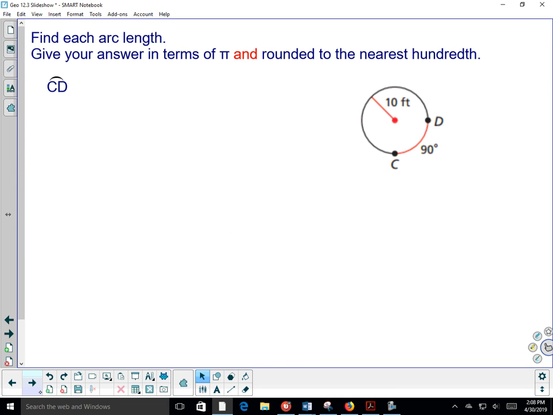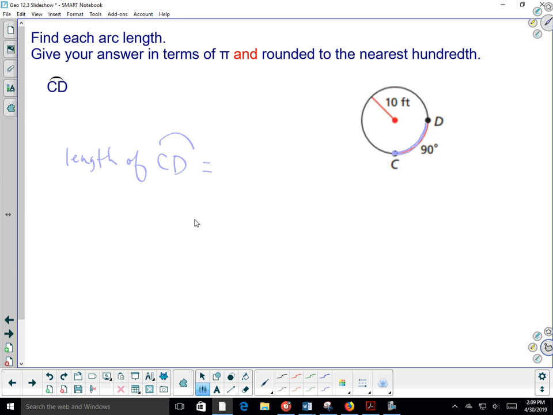All right, let's take a look at some examples. So in this case, we want to find the arc length, give your answer in terms of pi, and rounded to the nearest hundredth. If we want to find the length of arc CD, so here's arc CD right here, we want to know this distance. I'm a little ant, I'm crawling from point C to point D. I want to know how far do I have to walk? How many feet do I need to walk? Because the answer is going to be in terms of feet. So how am I going to get this arc length? What's our formula going to be?